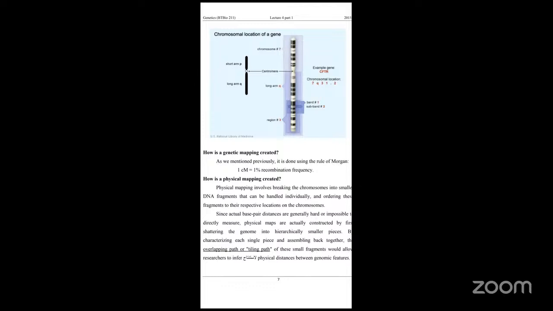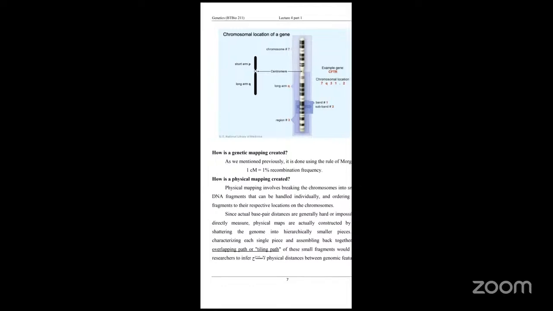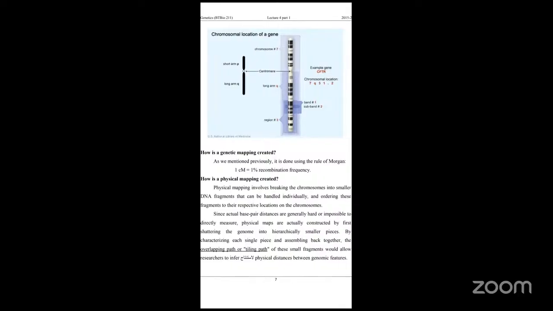Into an order. Then an overlapping path or tiling path of these small fragments would allow the researchers to infer physical distances between genomic features. So that is how you try to know the physical map. Now, these are the three different types of gene mapping or genomic mapping methods.